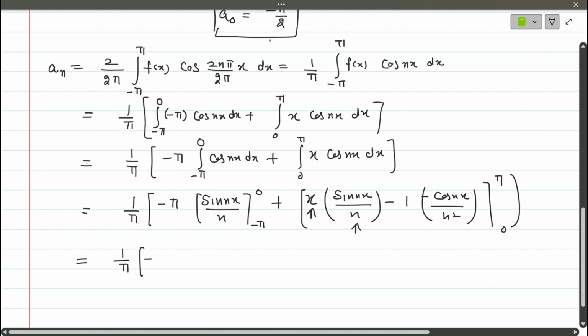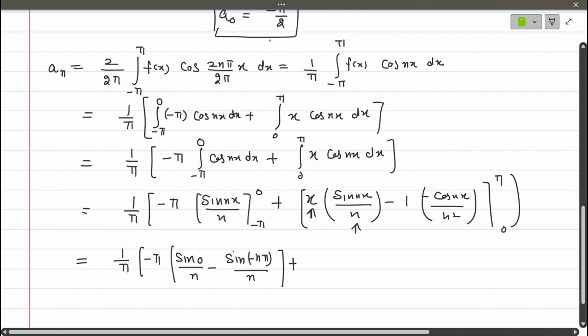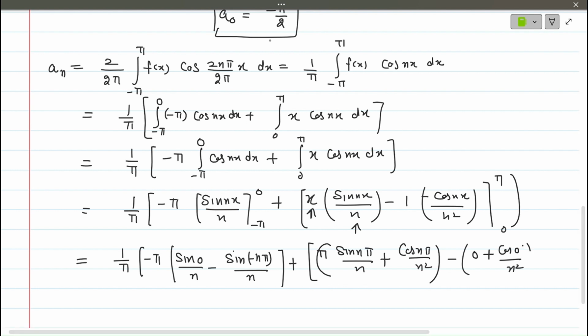Minus pi, sine of 0 divided by n minus sine of minus n pi divided by n, plus, here the upper limit is pi, sine of n pi divided by n, so this expression becomes plus cos of n pi divided by n square, and at the lower limit 0, times something is 0, plus cosine of 0 divided by n square.